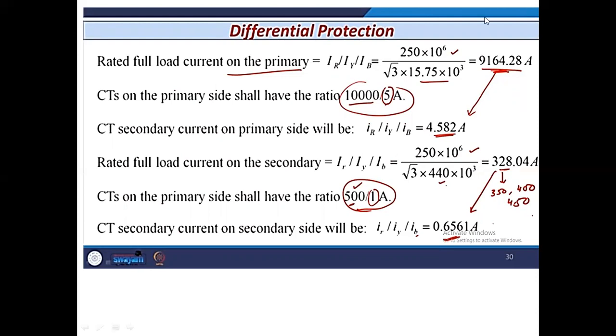then the current comes out to be 4.582 ampere. This is the CT secondary current, and it is obtained from the primary side after transferring: 9164 multiplied by 5 divided by 10,000, so your current will be 4.582 ampere. This is the method.